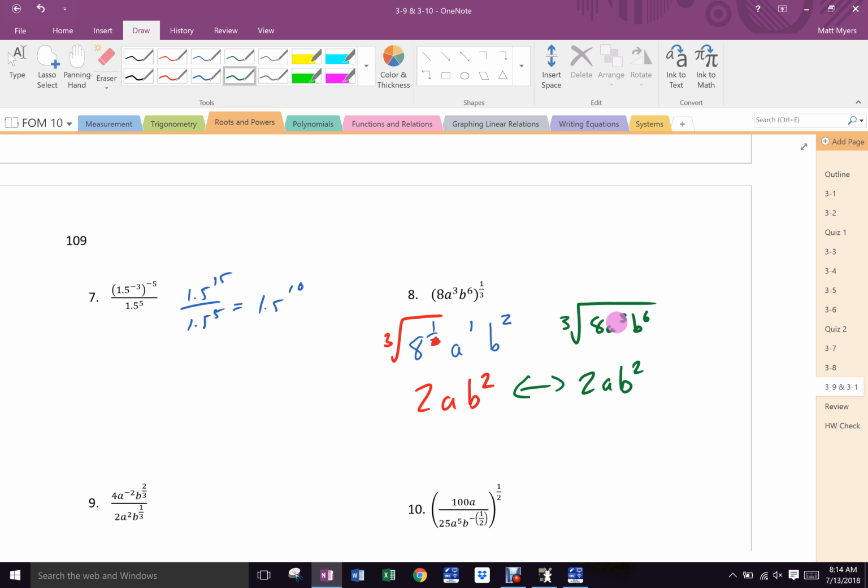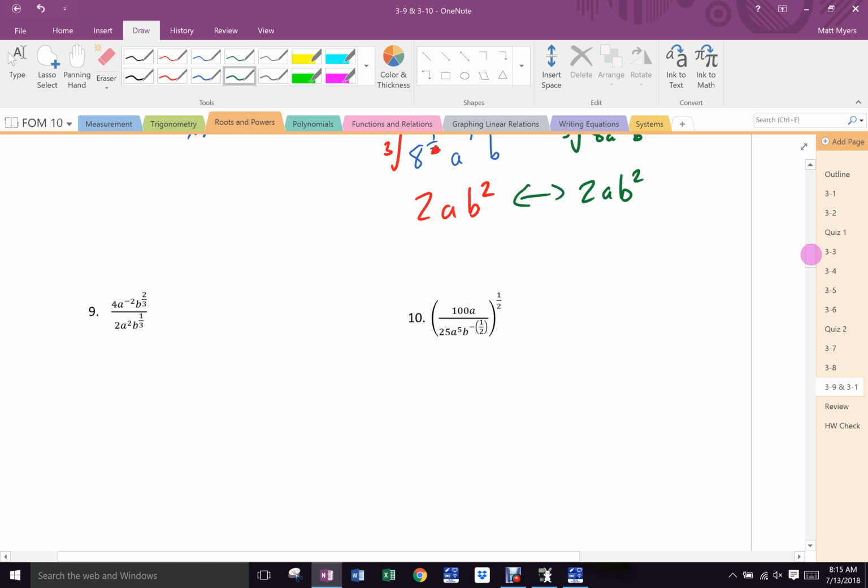All right, now, Erilyn, you specifically asked about number 9. So, number 9 looks weird and scary because of the fractions, right? But everything's got the same base, yeah? So I just follow all the regular rules. First, I do the numbers. What's 4 divided by 2? 2. A and A, are they the same base? So I subtract the exponents, right? What's negative 2 minus 2? No. Negative 4.